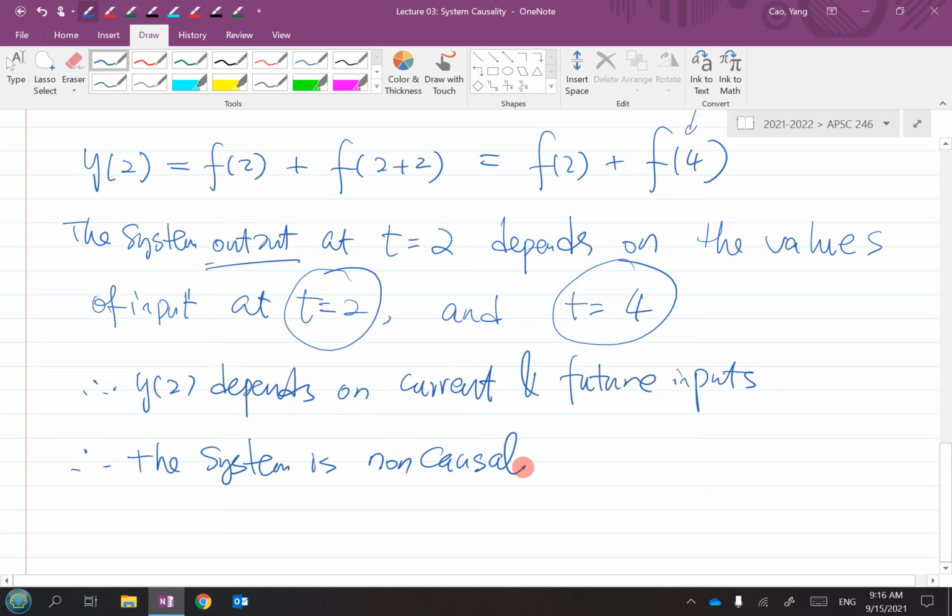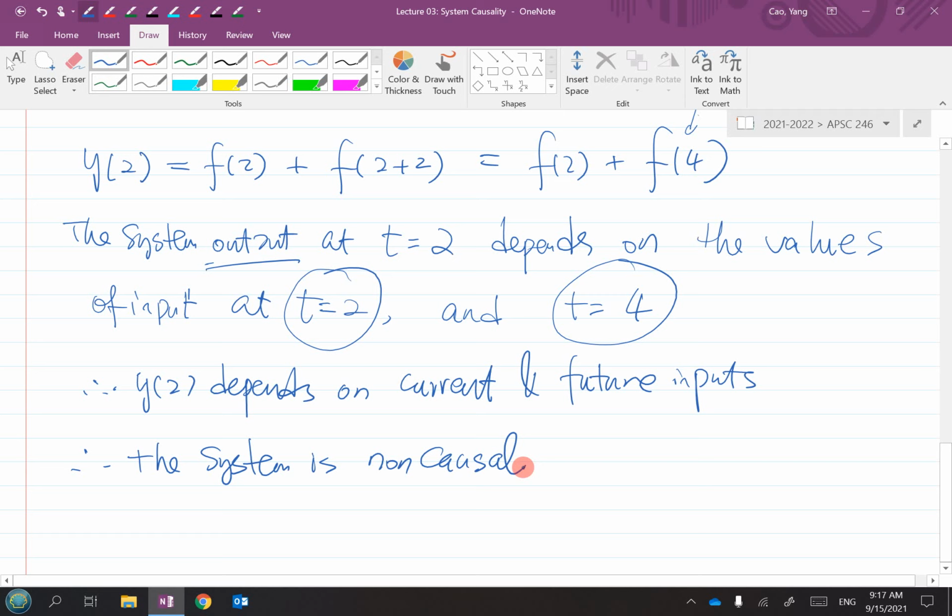And this actually ties to a philosophical question. If you are into philosophy, a very common one is cause and effect: no cause, no effect. There's, anyway, we're not getting into too much detail here. So a non-causal system is basically one with no cause, yet there is an effect.